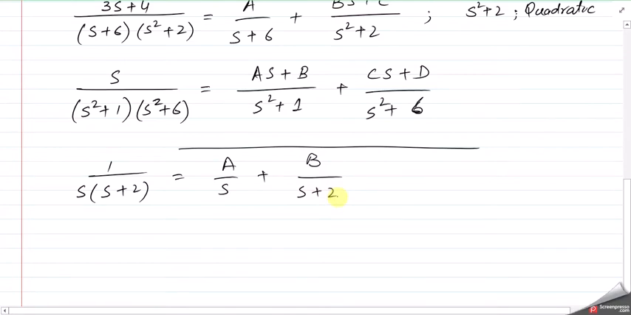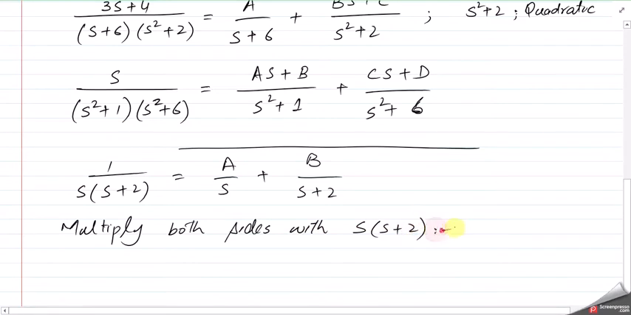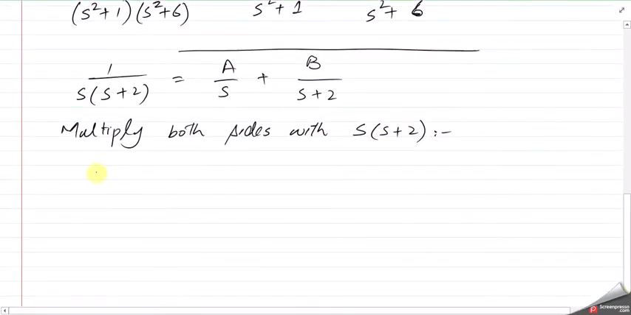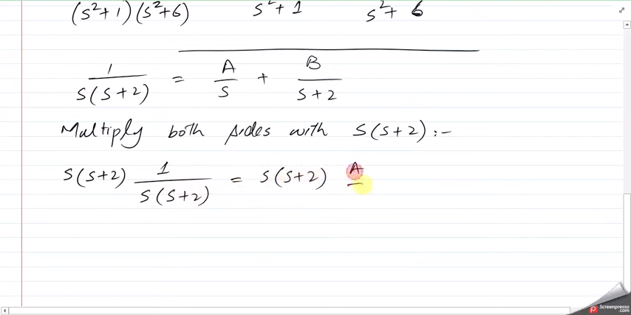Right. So we multiply both sides with s into s plus 2. What do we get? When we multiply, we get 1 on the left side, and on the right side, s plus 2 times a over s plus s times b over s plus 2, with s plus 2 cancelling in the second term.